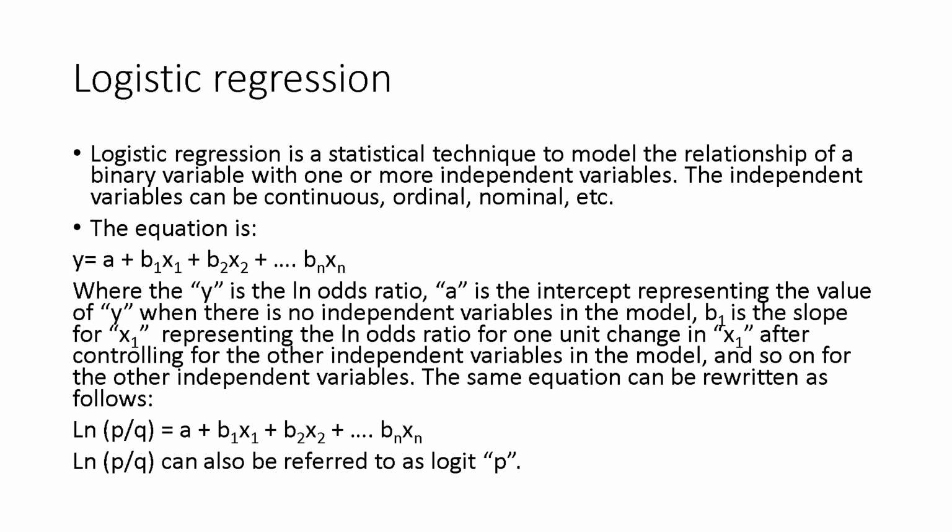The same equation can be written as follows. Ln P divided by Q equals alpha plus B1x1 plus B2x2 plus Bnxn. P here is the probability of having an event. Q is 1 minus P, which represents the probability of no event. We can also write instead of it ln odds ratio. Ln odds ratio equals alpha plus b1x1 plus b2x2 plus bnxn. Sometimes ln P/Q is referred to as the logit of P or logit P.